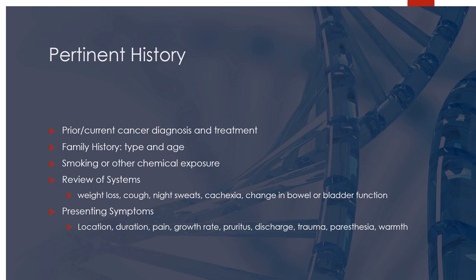We're obtaining the patient's history. Things we want to discuss are, do they have prior cancer? Do they have current cancer? What is the diagnosis? What has the treatment been? Have they had a family history? Anybody in the family have cancer prior? How old were they? What was the type? Do they smoke? Are there any other risk factors, such as a chemical exposure?